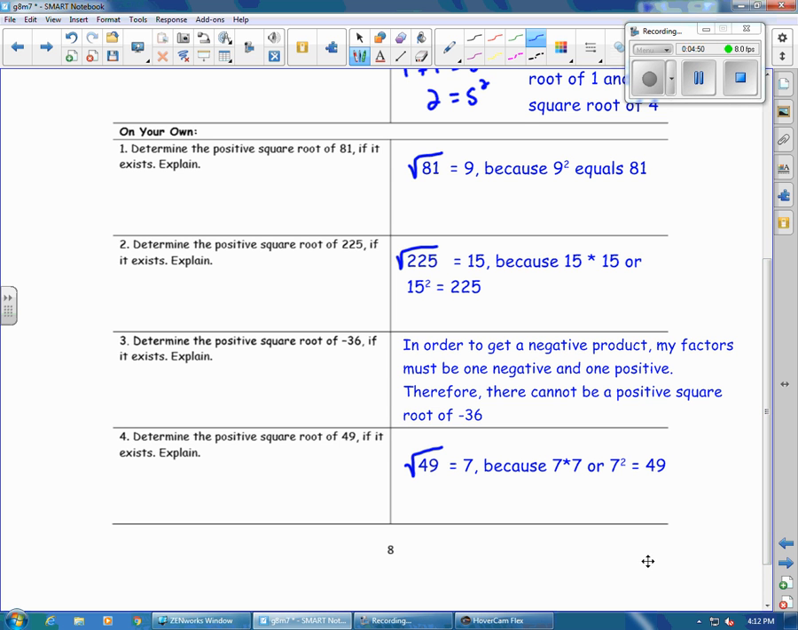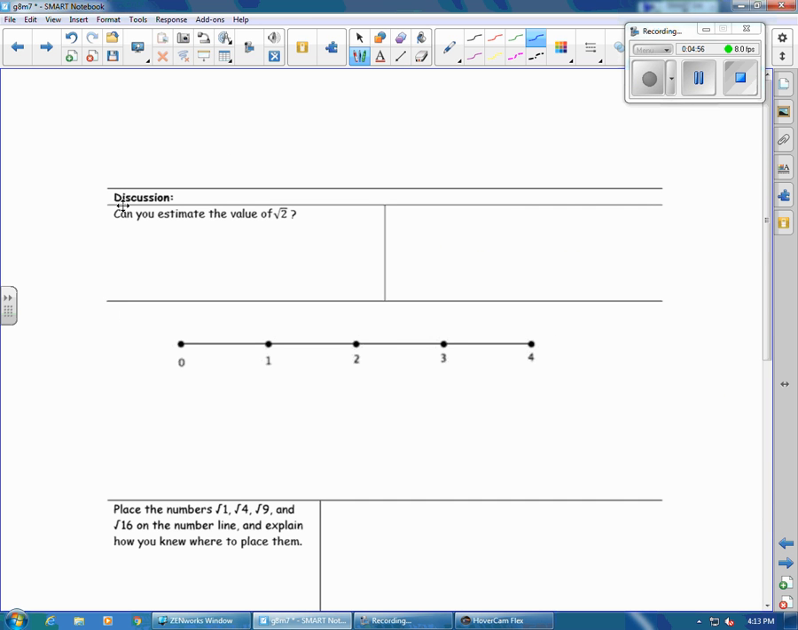Hopefully that was easy for you and you're like, okay, let's get a little bit more challenging. Page 9. So we're still going to work on estimating the more precise value of the square root of 2. And here we've got a number line. This first discussion question says place the square root of 1, the square root of 4, the square root of 9, and the square root of 16 on the number line and explain how you know where to place them.